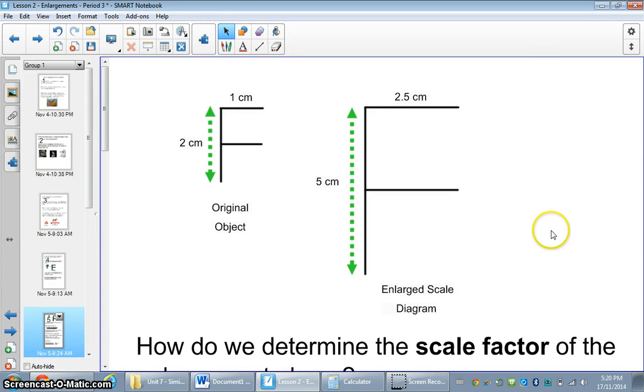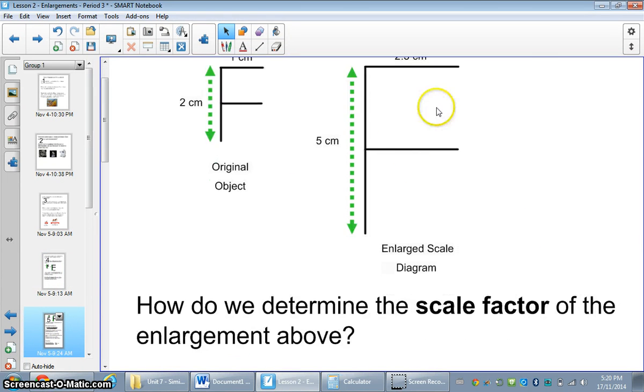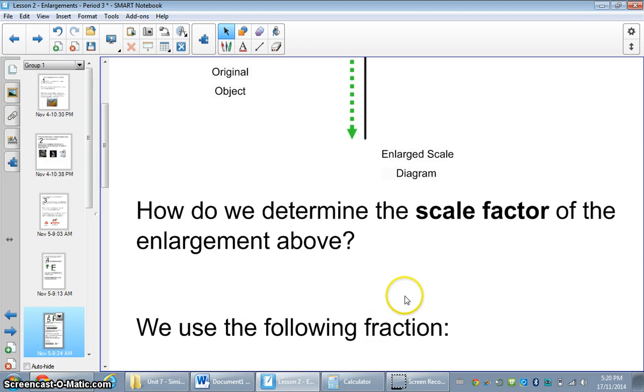So here's the F's again. How do we determine the scale factor of this diagram here? It's bigger. How many times bigger is it? That's what we want to figure out. That's the scale factor. We use the following fraction.